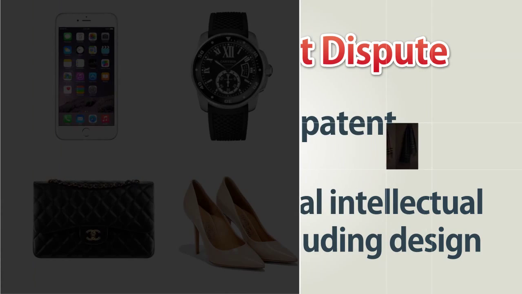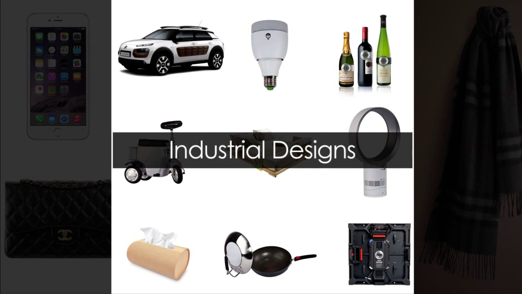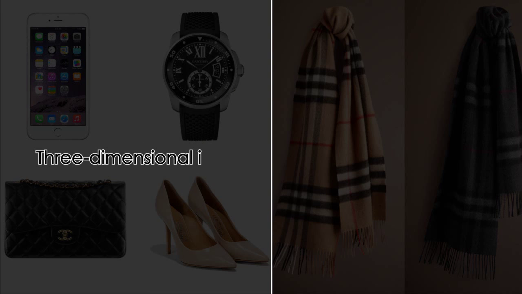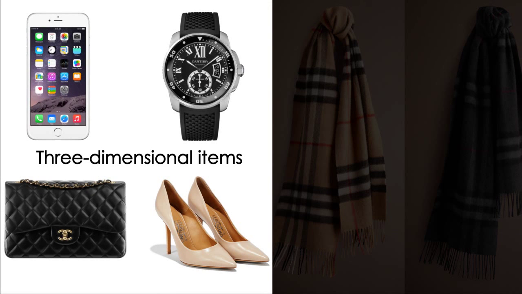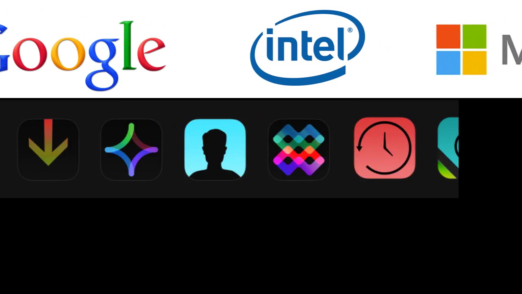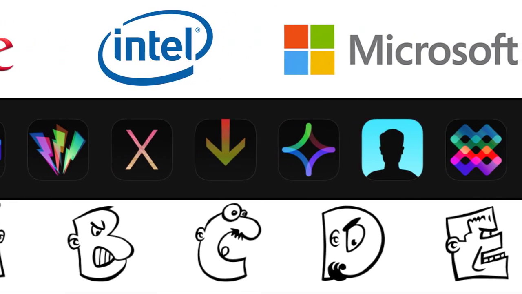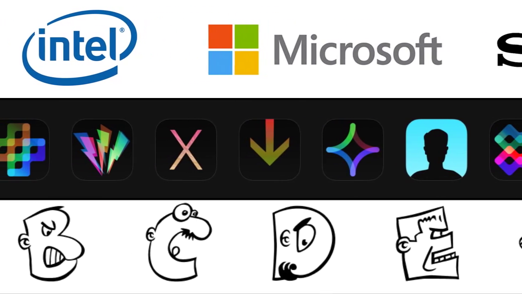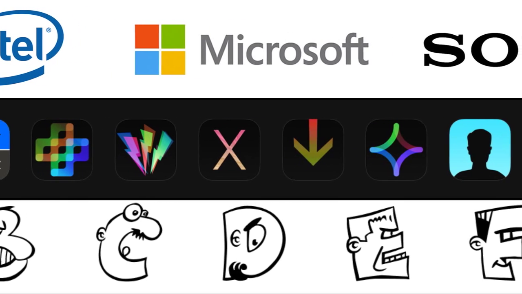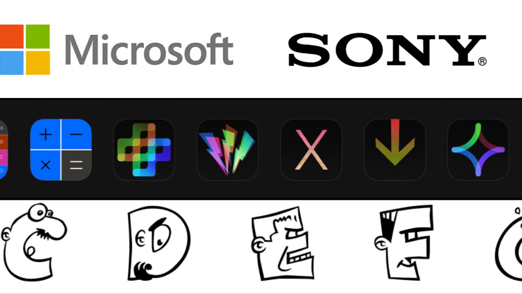Perceiving beauty when looking at the exterior of a product is called industrial design. Items that are protected under design rights are 3-dimensional items like cell phones, watches, bags, and shoes, as well as 2-dimensional items like Burberry's checkered scarf and various patterns. Recently, items like logos, computer icons, and fonts are being protected under design rights as well. However, designs that are being newly included in the design field are under different protection laws according to each country, so precaution must be taken.